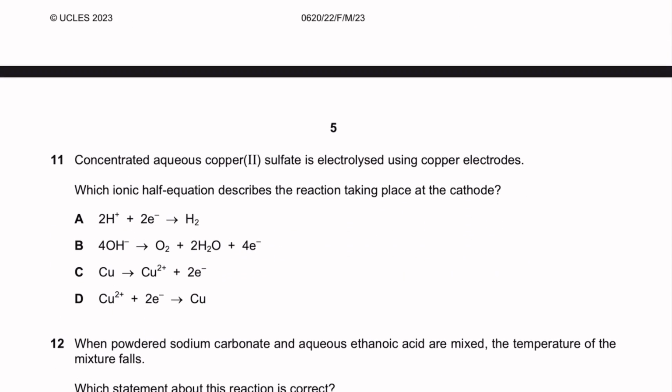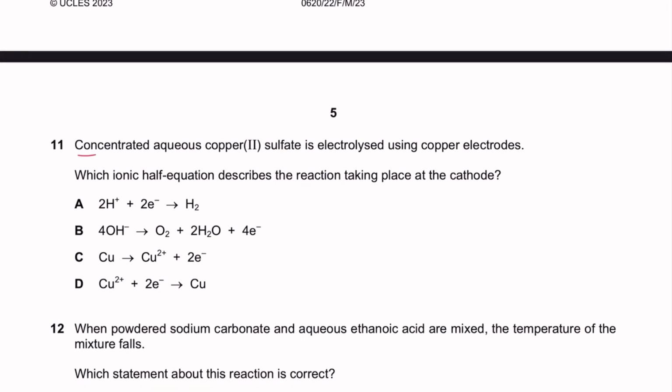Concentrated aqueous copper 2 sulfate is electrolyzed using copper electrodes. Which ionic half equation describes the reaction taking place at the cathode? So it says concentrated aqueous copper 2 sulfate using copper electrodes. We know that when we do this reaction, copper is formed at the cathode, so it won't be A or B. And then C, it says that copper is oxidized, but at the cathode, copper is reduced. So in C, it says that copper is oxidized, so it's wrong. So the correct answer is D.